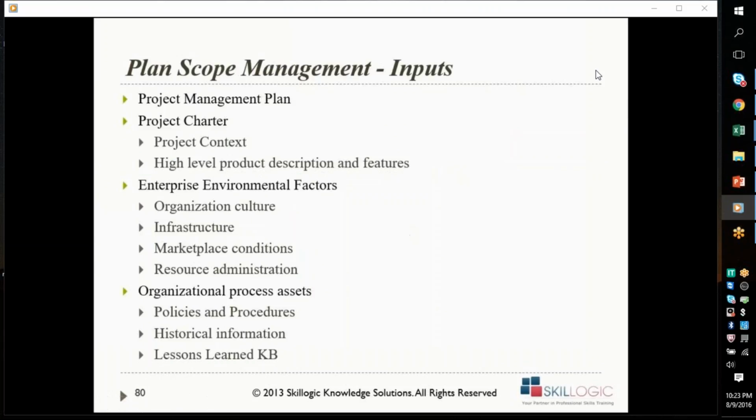Now the inputs that we have for the scope management plan are the project management plan itself, and the project charter, which contains the information about the high level product features, coming from the statement of work. Then enterprise environmental factors, where we need to find out the organizational culture, infrastructure, and marketplace conditions which impact the output of the scope management. Yes.